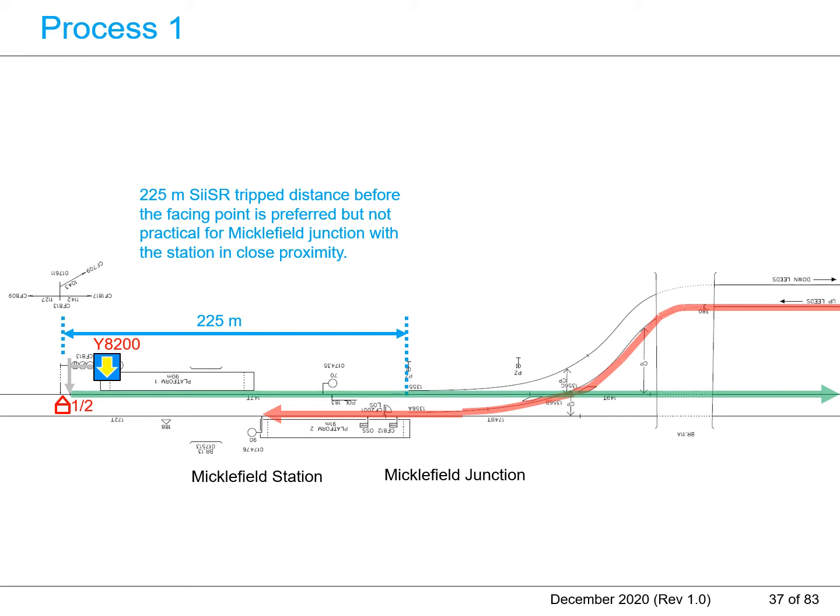The ideal location in this case is not practical for the train operation, because the train stops in the station platform, with the movement authority indicated with the green line in this diagram, will prevent another train approaches the other station platform, as indicated with red line in this diagram.